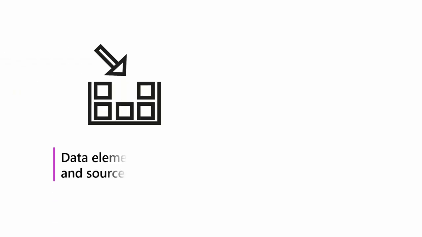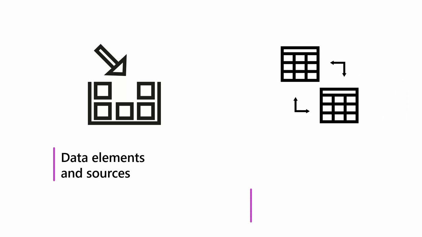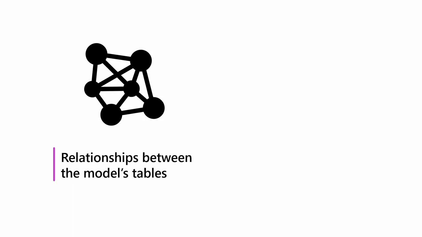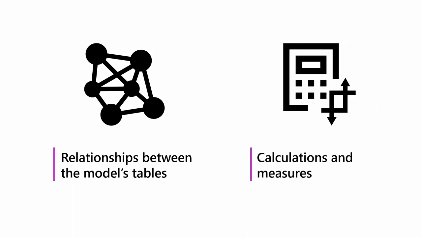You must also understand the following data model components to support meaningful analysis and decision-making: the model's specific data elements and their sources, the dimension and fact tables, the relationships that exist between the model's tables, and the model's calculations and measures. Another important step is to collaborate with stakeholders and business users to define the analytical requirements and objectives to be achieved.